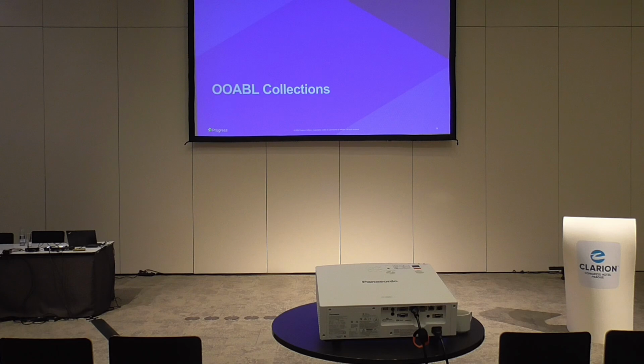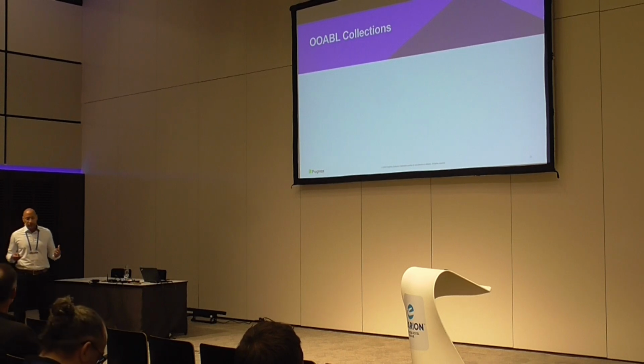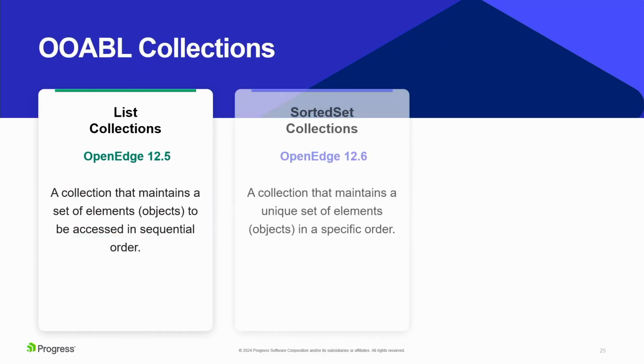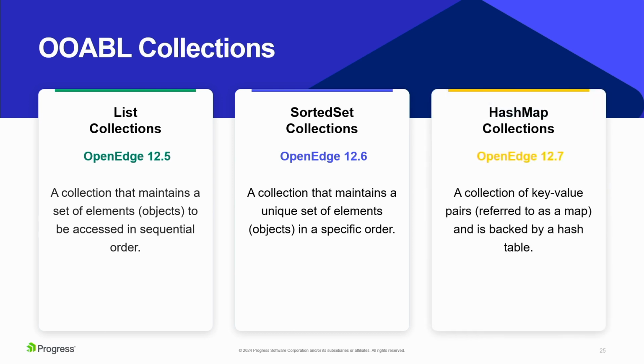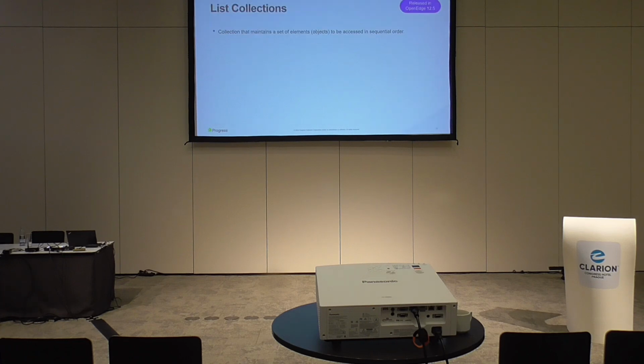All right, so OOABL Collections. I'm assuming there are many developers in the audience, so you know that a collection is nothing more than a group of objects with similar characteristics. And specifically with OOABL Collections, in OpenEdge 12.5 we introduced built-in list collections in the OOABL. In 12.6, we introduced sorted set collections, and in 12.7, we introduced hash map collections. And so this is the definition of all of them. Quick definition, but I'll go through every single one of them and their definitions.